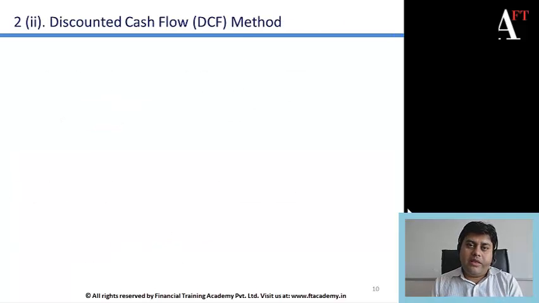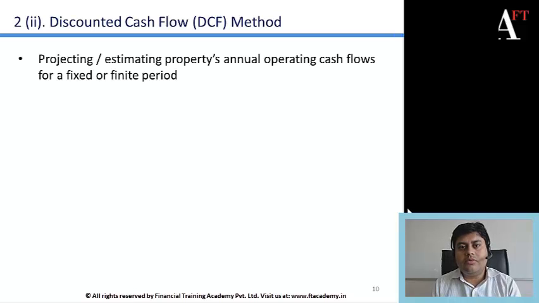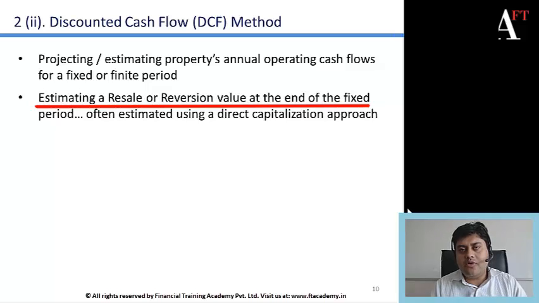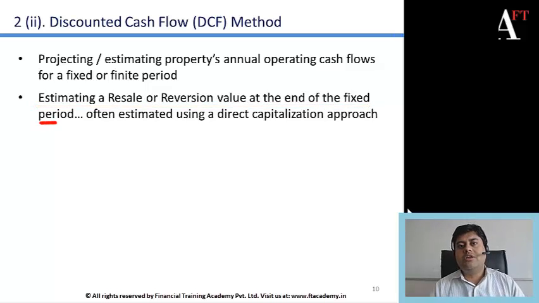Another method of income approach is the discounted cash flow method. Obviously it's very straightforward. We have seen this multiple times in the CFA curriculum. The idea here is to project or estimate the property's annual operating cash flows over the fixed period or finite period in the future, and we estimate the terminal value, or in this case called the resale or reversion value, at the end of the fixed period which we intend to hold the property for.